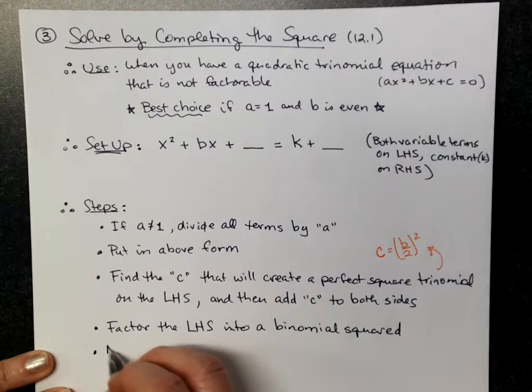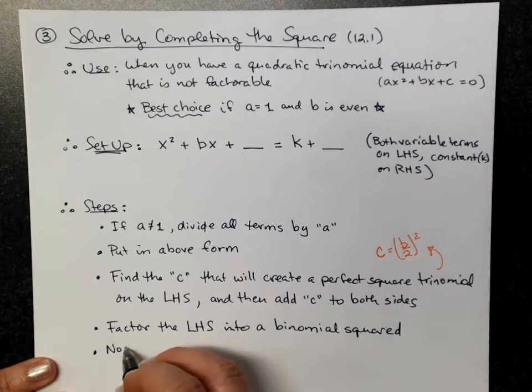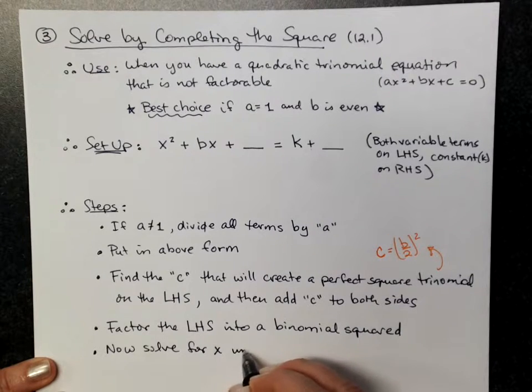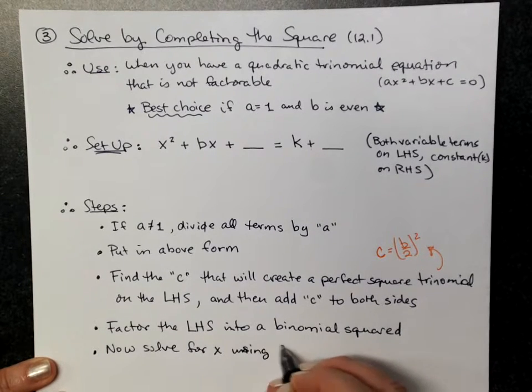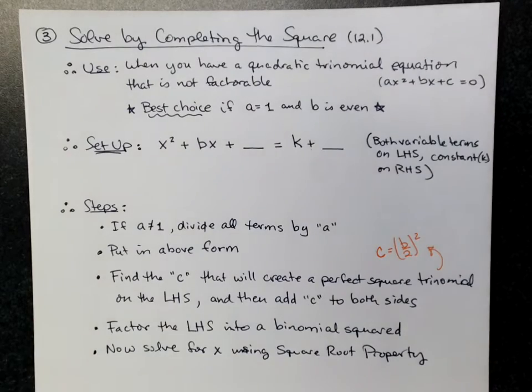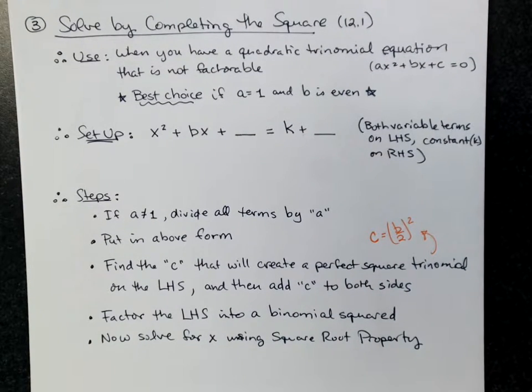So at this point now you solve using the square root property. So now you solve for x using the square root property. Those steps in that order. Okay, so does the concept of this make sense? You're understanding all the terms I'm using? Sort of the reasoning for what we're creating? Okay.